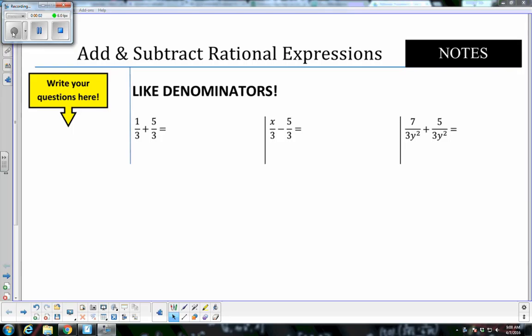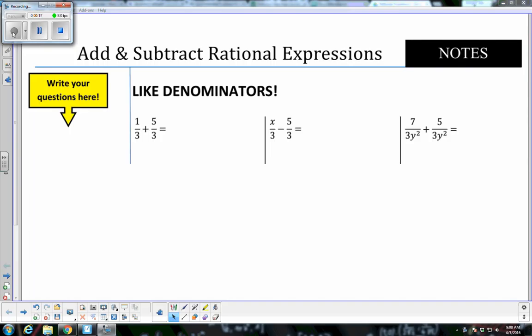Okay guys, so the next section is going to be adding and subtracting rational expressions. This is the tough one. I think this is probably the hardest section of the unit that we'll be working on. We'll start it nice and slow and we'll kind of ease into it. We'll get to some nasty stuff by the end.